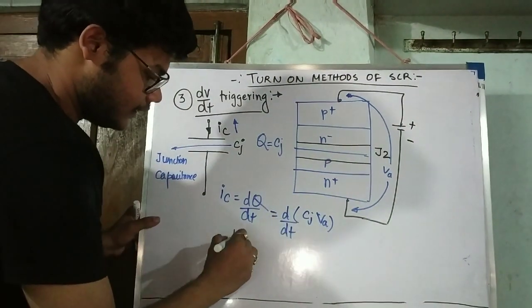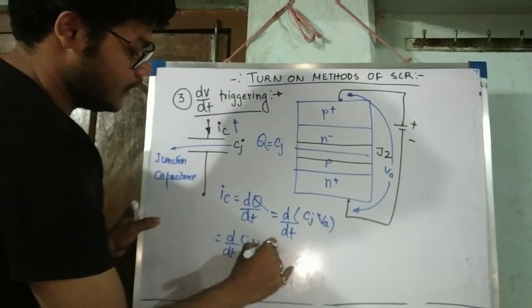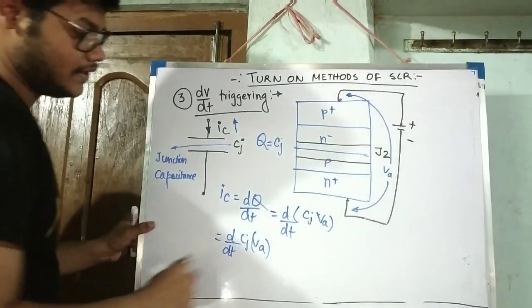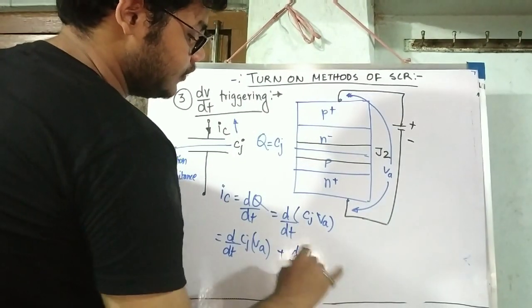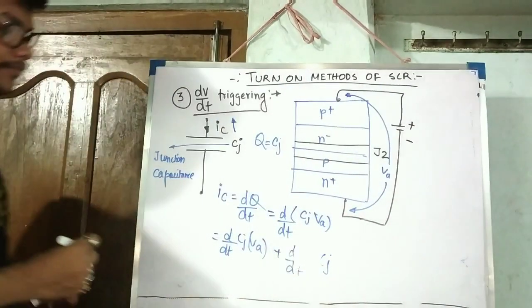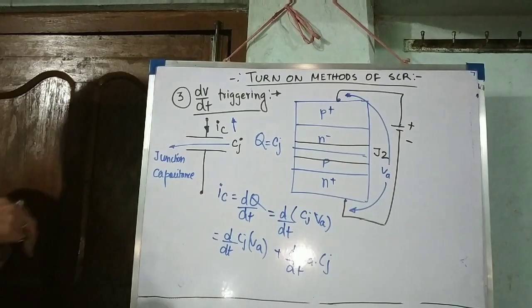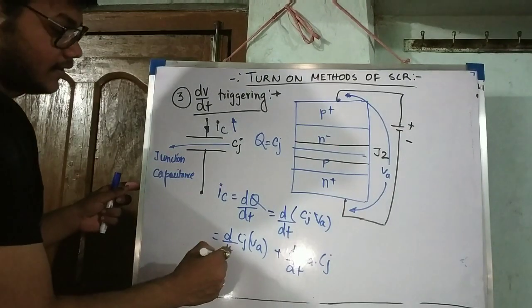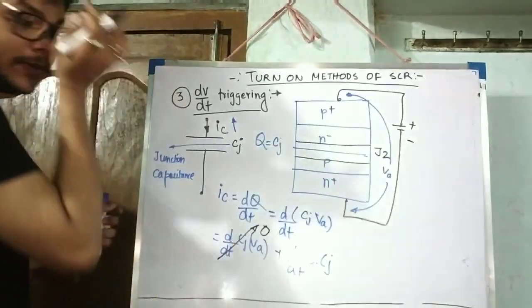And if you differentiate, so these are two variables, Cj into VA, VA keeping constant. Again, differentiation of VA with respect to T and Cj keeping constant. But this junction capacitance, as the depletion width is constant, the junction capacitance with respect to time, the derivative is 0. So this is 0.